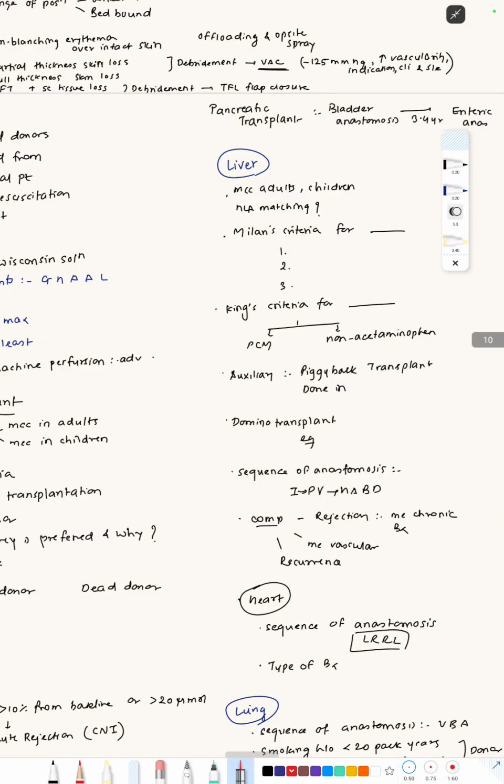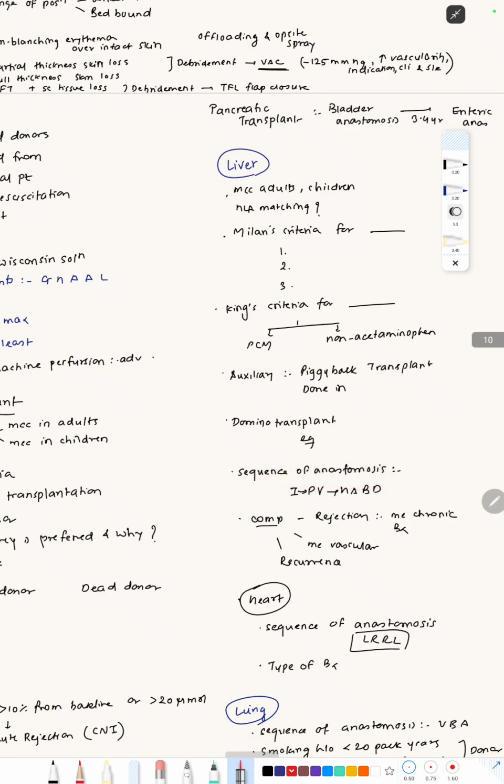Then auxiliary liver transplant, it is also called piggyback liver transplant, and this is done in case of fulminant hepatic failure wherein the diseased liver is not removed. Then domino transplant, wherein a person with systemic liver disease, that liver is transplanted into another person with the same systemic disease, for example in HIV or amyloidosis.